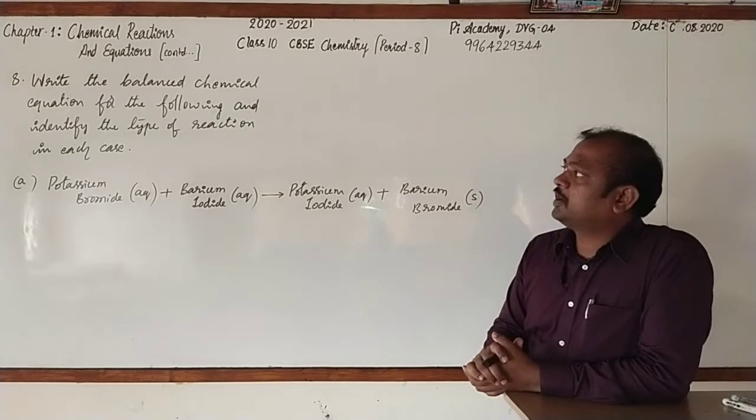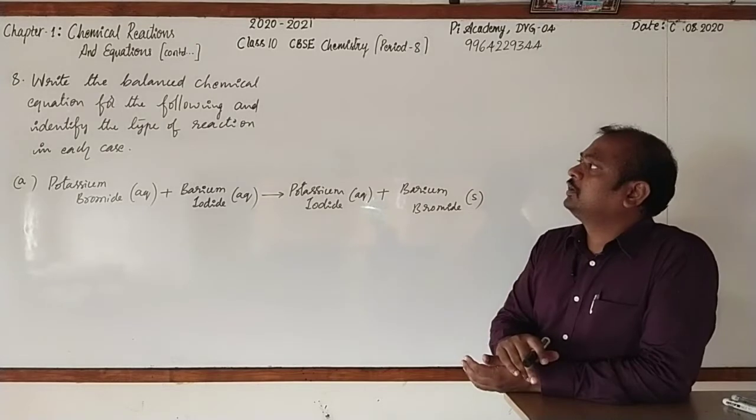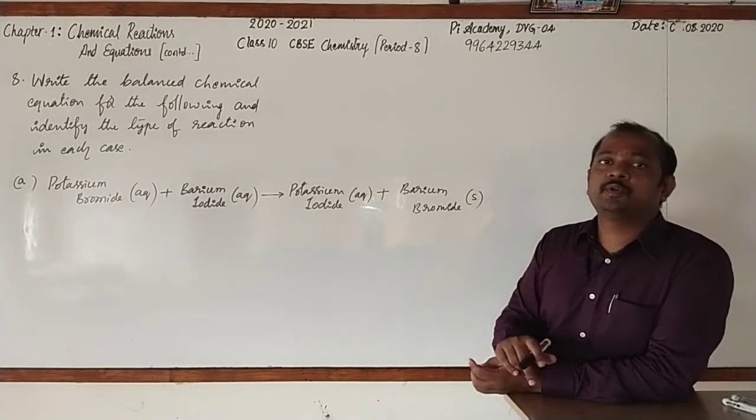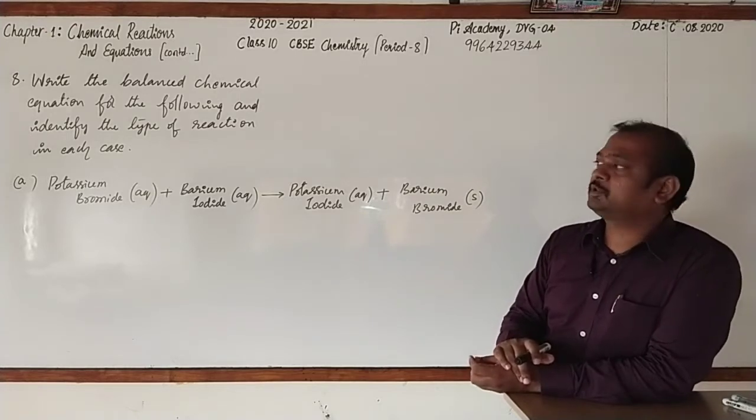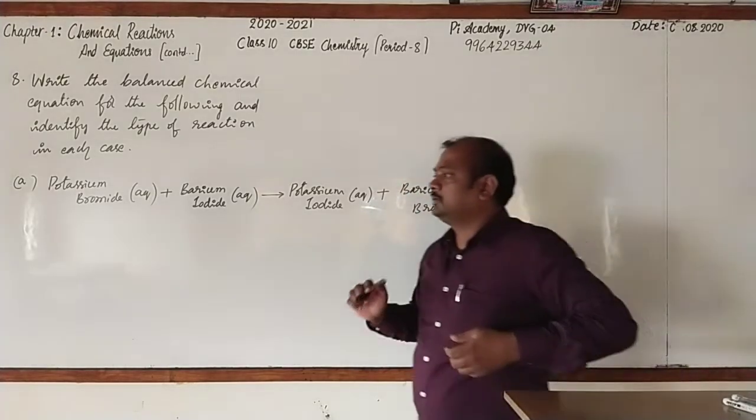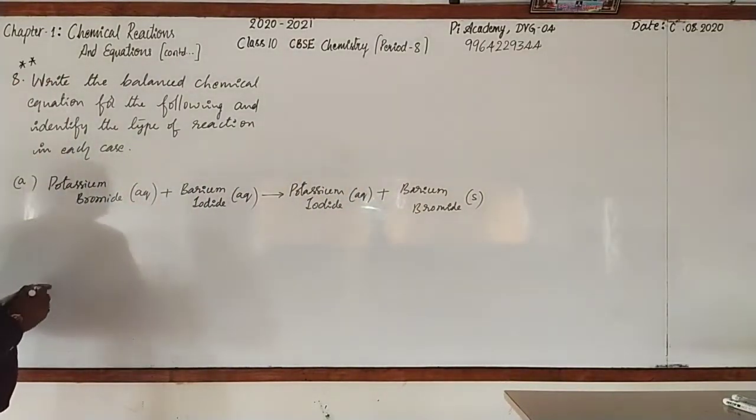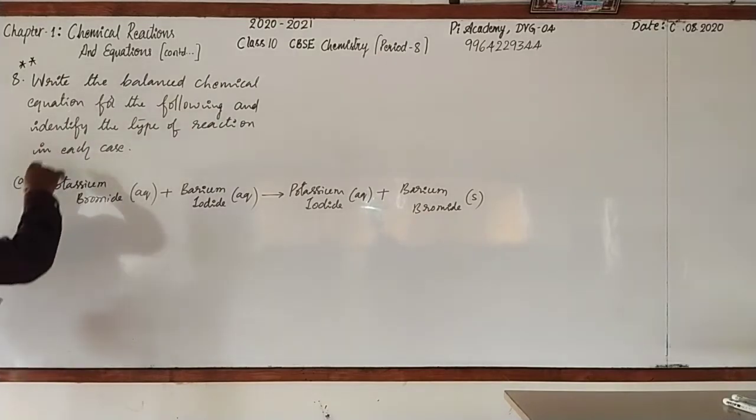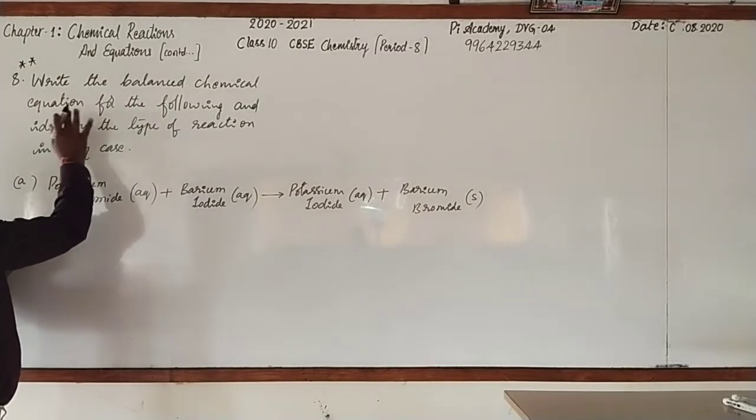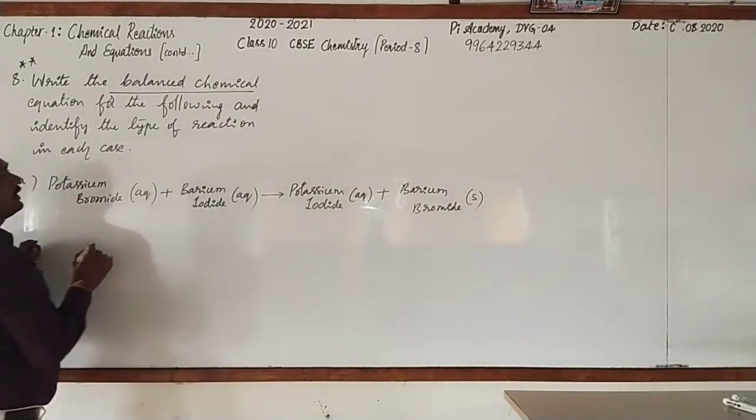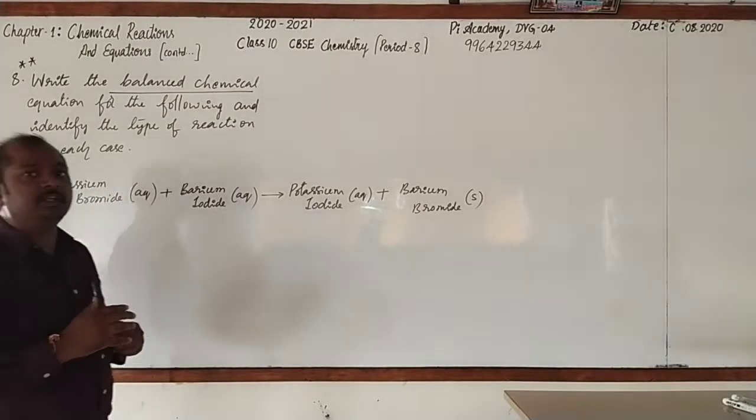Dear students, observe 8th question. This is somewhat different. What are the questions we answered in the previous one? Maybe 5th one, 6th one, or 7th one. All are included here. And I am going to put a star mark for this, because you will come to know just by reading the question. Go through this. Write the balanced chemical equation for the following, and identify the type of reaction in each case.